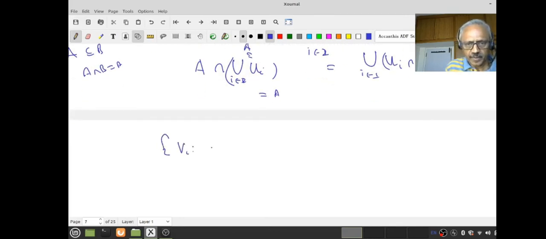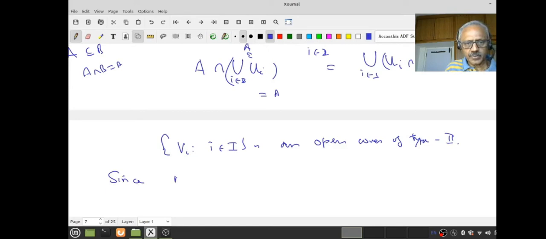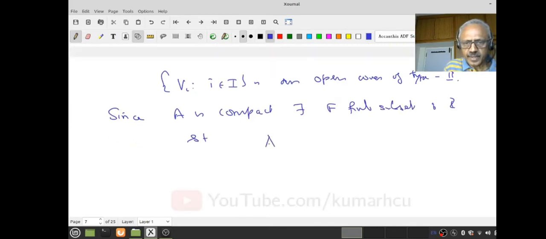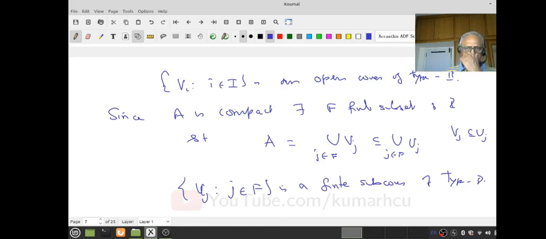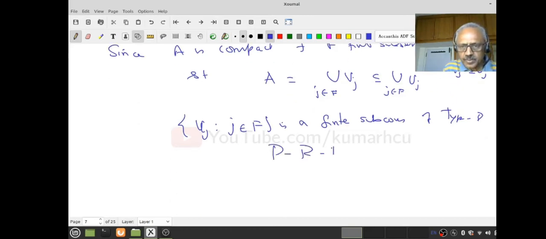Therefore, Vi, i in I, is an open cover of type 2. Since A is compact, what do I know? There exists a finite subset F of I so that A equals the union of Vj, j in F. But remember, each Vj is contained in Uj. Therefore, this is a subset of the union over j in F of Uj. Therefore, this collection Uj, j in F, is a finite subcover of type 1. So I proved it. Okay. Pause. Review. Proceed.